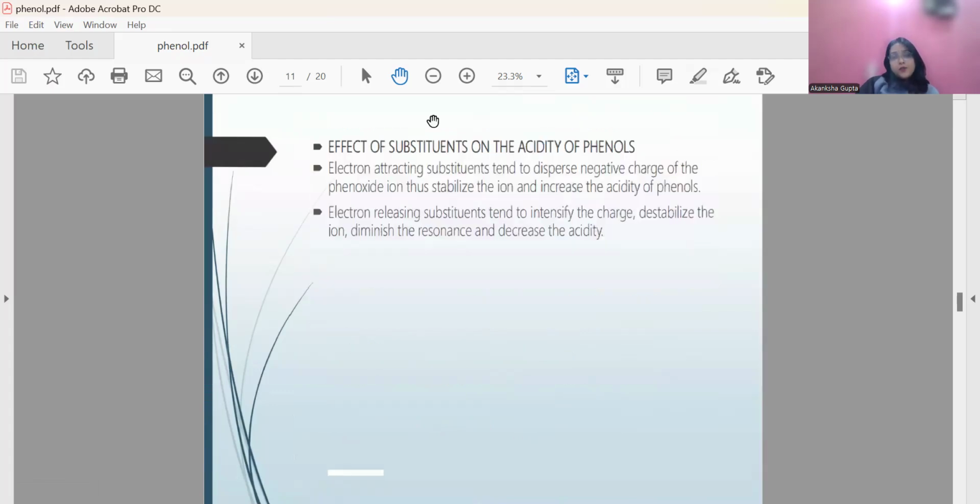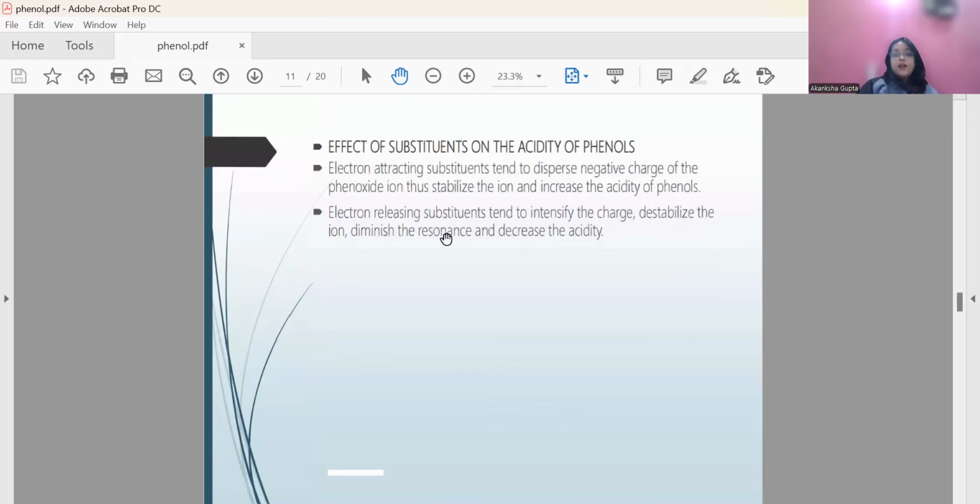Now, coming to the effect of substituents on the acidity of phenol. We have already seen the resonating structure of phenol. Basically there are two types of substituents, electron attracting and electron donating. When we put an electron attracting or withdrawing substituent, these tend to disperse the negative charge of the phenoxide ion, thus stabilizing the ion present on the oxygen atom, and so they increase the acidity of the phenol.